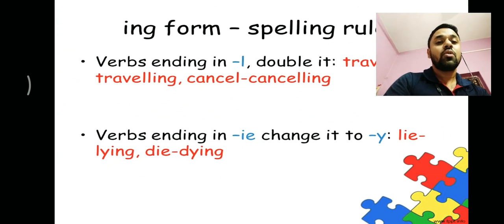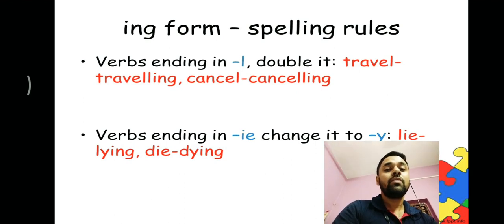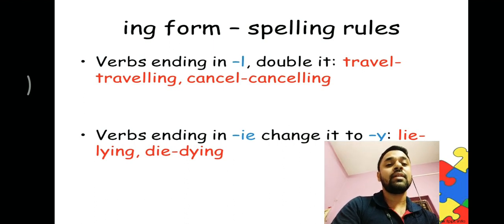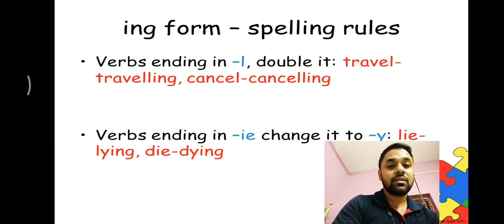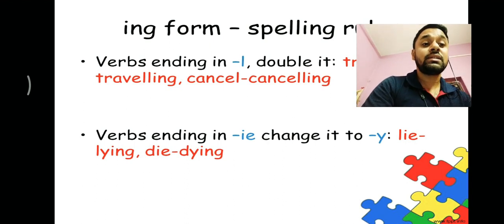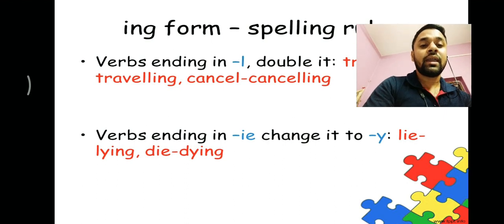Next is what? Ing form spelling rules. Now, verb ending in l, double it. Suppose any verb is ending with l, so if we add ing, that time we have to add one more l. So like travel, traveling, cancel, cancelling. Okay, verbs ending in ie, change it to y, like lie, lying, die, dying.